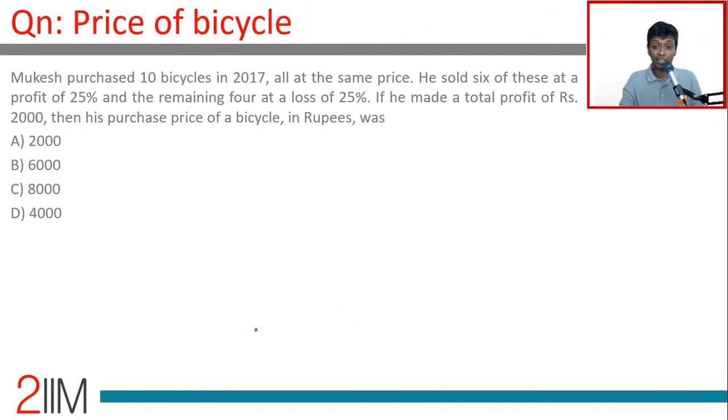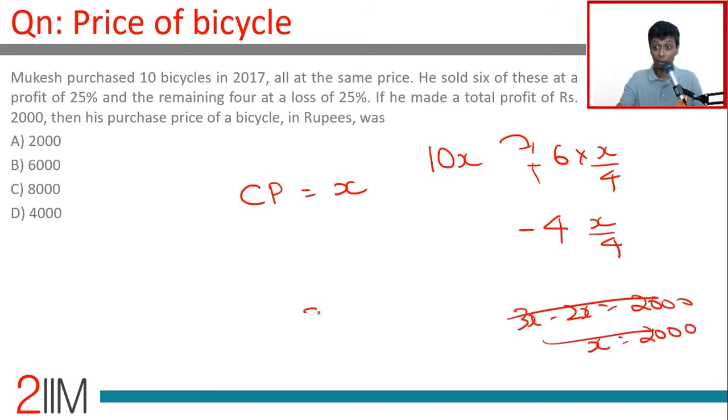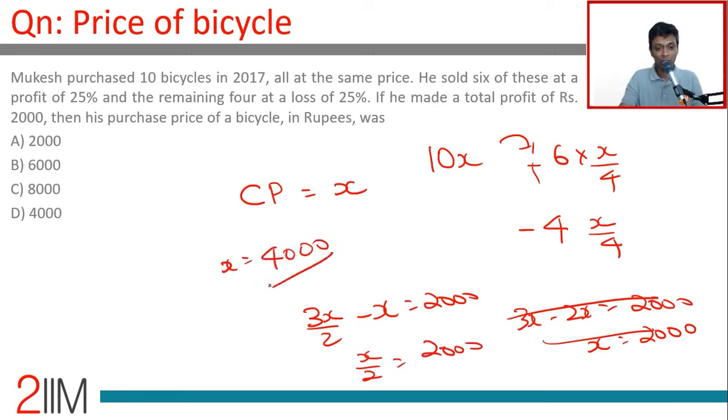Mukesh purchased 10 bicycles in 2017, all at the same price. Same price, say CP equal to X. He sold 6 of these at a profit of 25%. So his cost price is 10x. For 6 of them, he makes a profit of X by 4 each. Remaining 4, he makes a loss of 25%, X by 4 each. We made a total profit of rupees 2000. That means this is plus, this is my 3x by 2. 3x by 2 minus x is 2000, or x by 2 is 2000, x is 4000. The cost price of each bicycle is rupees 4000.